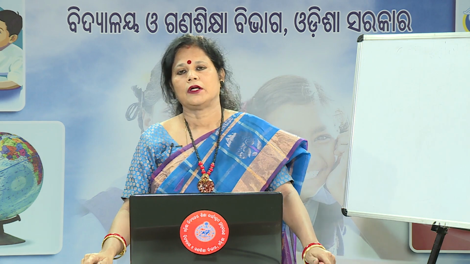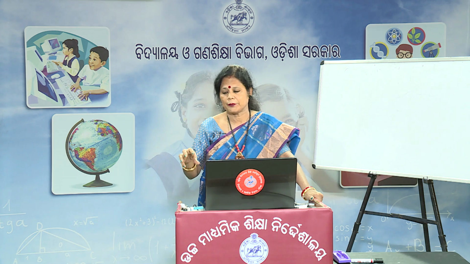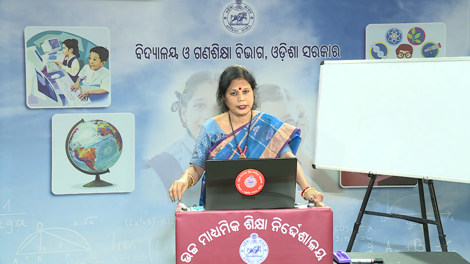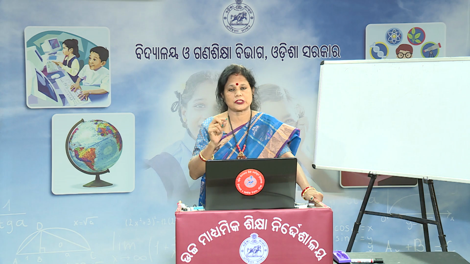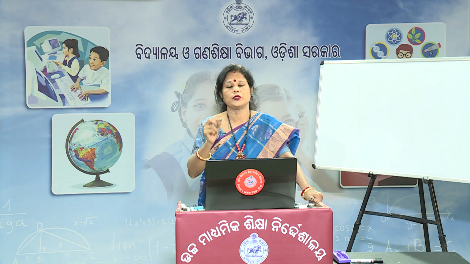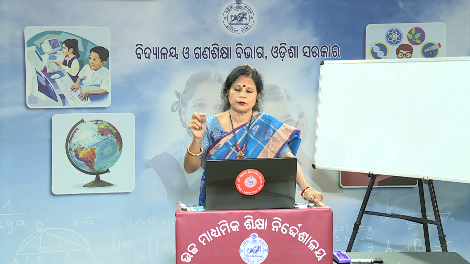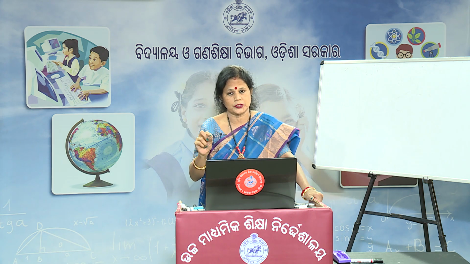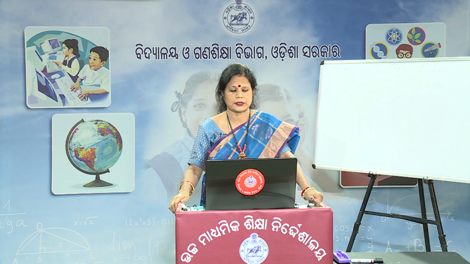Now, how do we know that the truth value of the compound proposition depends on the truth values of the simple propositions? For that we have to construct a truth table. We have to construct a truth table to show how the truth value of the compound proposition depends on the truth value of the simple propositions.